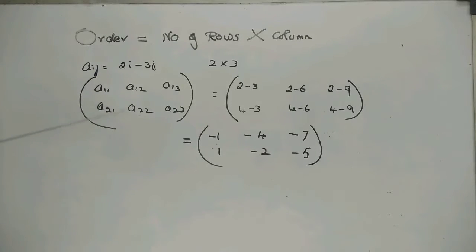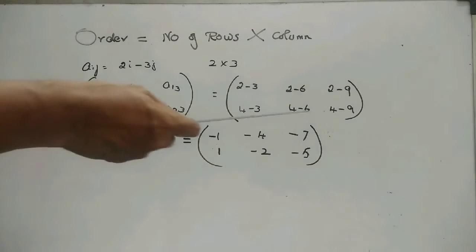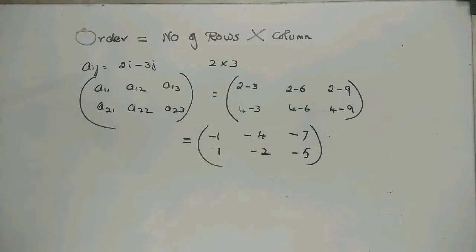Similarly for the second row, A21, for i you put 2, 2 2s are 4 and this is minus 3, minus 1 into 3. For this one 2 into 2, 4, 2 into minus 3, minus 6. And this one 2 into 2, 4 and 3 into minus 3, minus 9. Therefore the result of the matrix is 2 minus 3, minus 1, 2 minus 6, minus 4, 2 minus 9, minus 7, 4 minus 3, 1, 4 minus 6, minus 2, 4 minus 9 is minus 5.